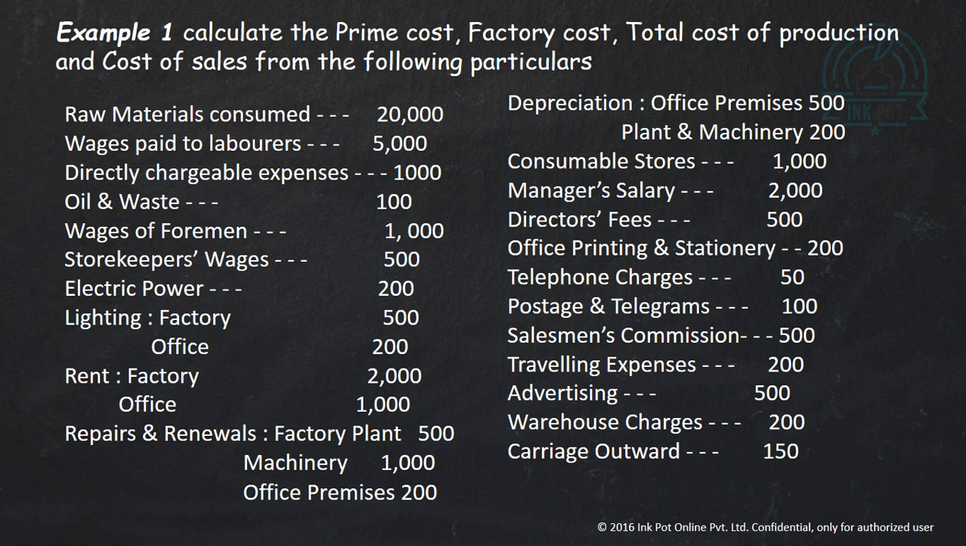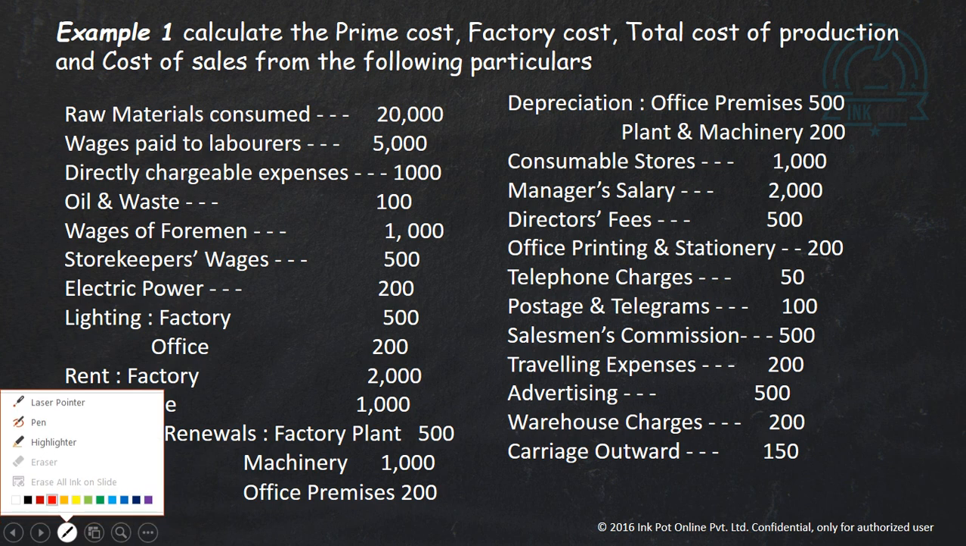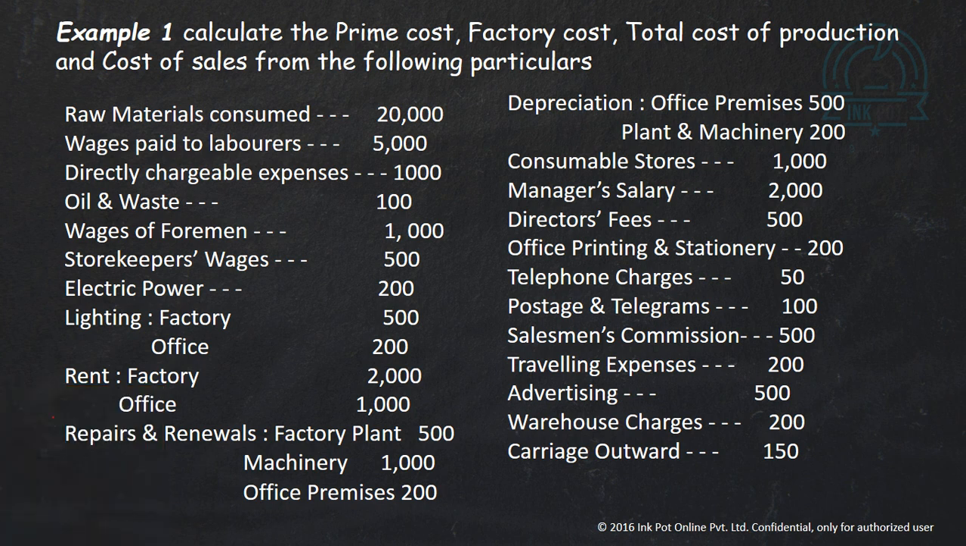Now let us solve the questions. We have example 1 in front of you. So let us read this example first. Now if you look into this example, see, we have raw material consumed, which is direct material, wages paid to labor, which is direct labor, and directly chargeable expenses, also known as direct expenses. These three expenses are direct expenses.